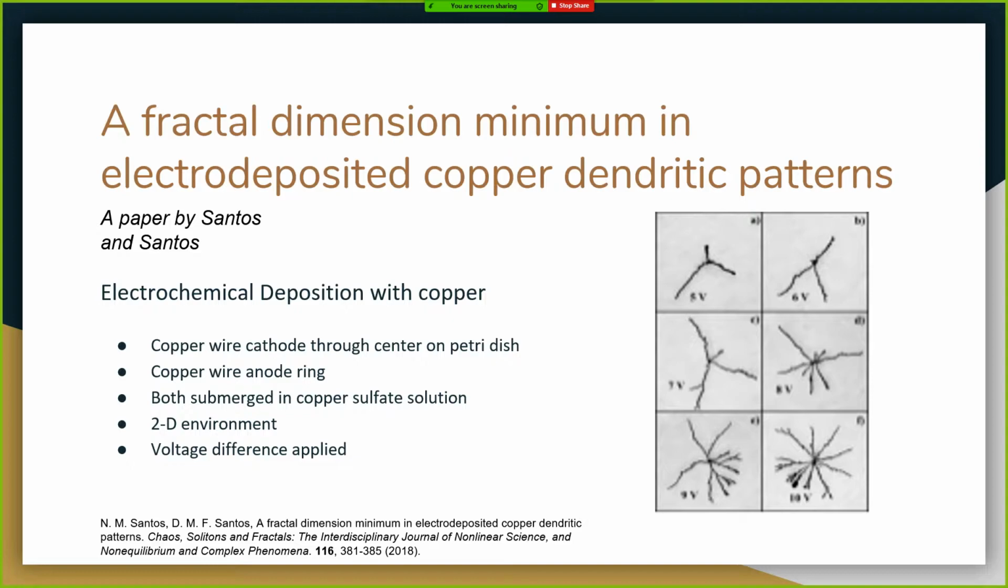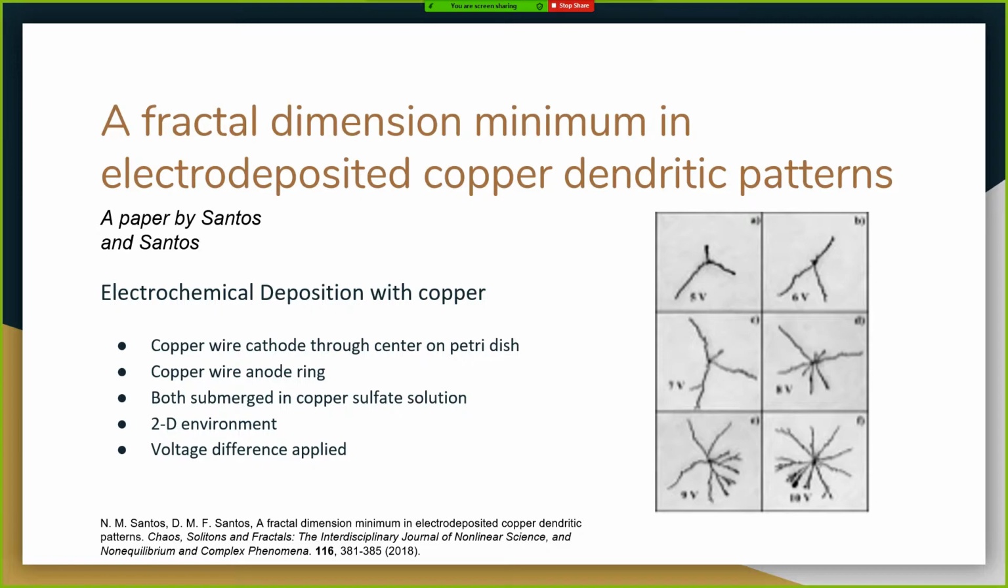So in a paper by Santos and Santos titled A Fractal Dimension Minimum in Electrodeposited Copper Dendritic Patterns, they did this process using copper everything. So they used electrochemical deposition with copper, a copper wire cathode that they put through the center of a petri dish, a copper wire ring that acted as the anode, and they submerged that in copper sulfate solution. So all sorts of copper.